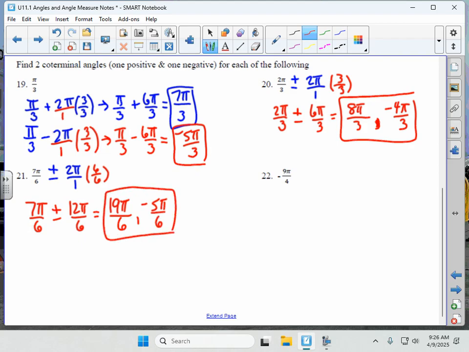And then last one, number 22, starting with negative 9 pi over 4. Again, we're going to add and subtract 2 pi over 1. Our common denominator is 4 this time, so multiplying by 4 over 4 gets us negative 9 pi over 4 plus or minus 8 pi over 4. Okay, so doing the plus first, negative 9 pi over 4 plus 8 pi over 4 is negative pi over 4. And then subtracting, that's going to get us negative 17 pi over 4.